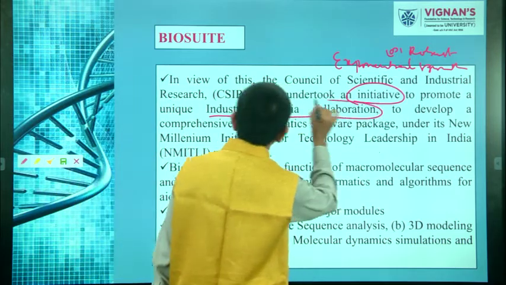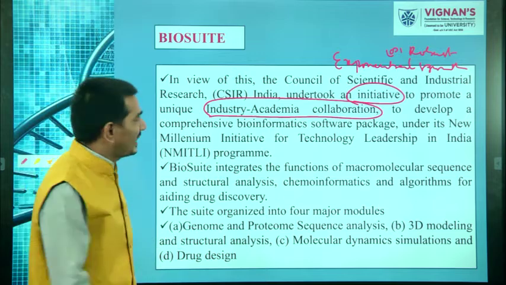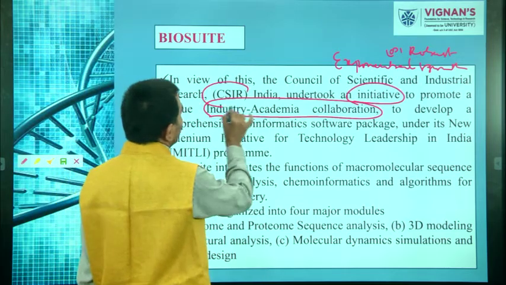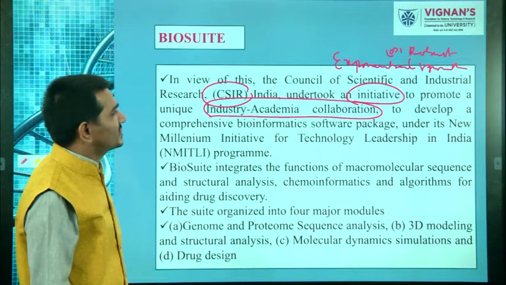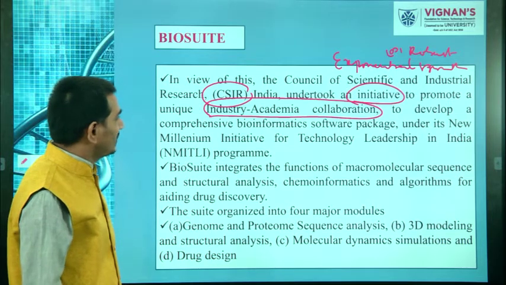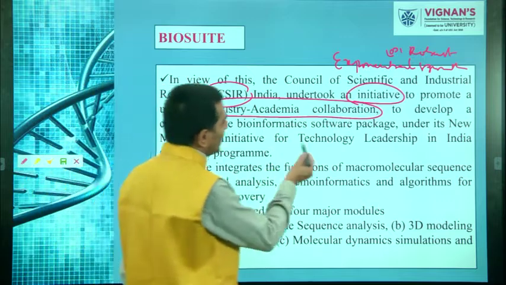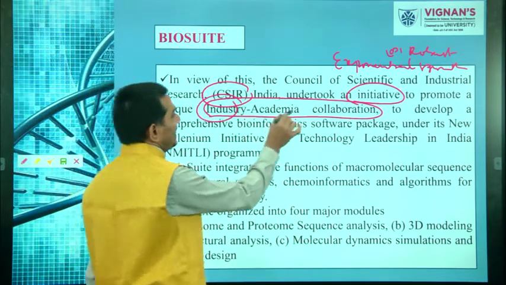industry-academia collaboration. So who is instrumental in establishing this industry-academia collaboration? It is nothing but CSIR, Council of Scientific and Industrial Research, India. It was very instrumental, and it took an initiative to promote a unique industry-academia collaboration. Here you can see the collaboration between the industry and the academia.